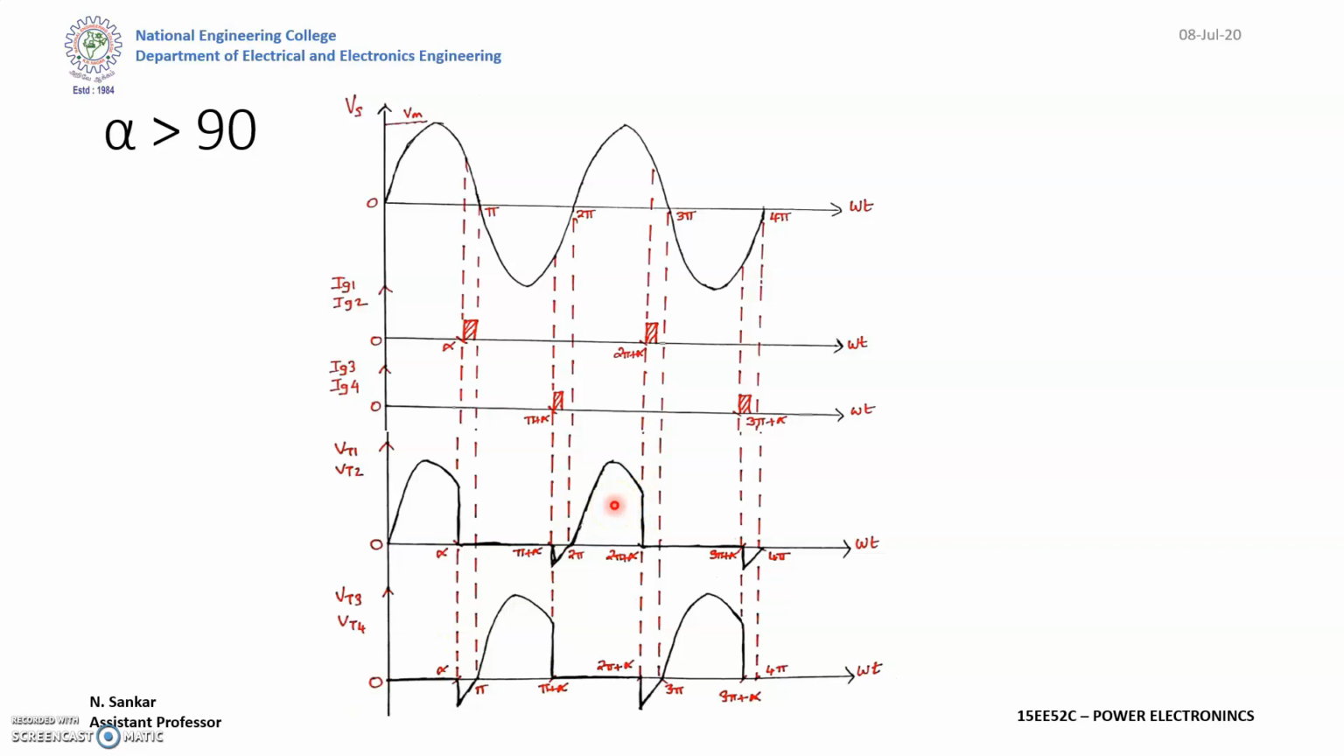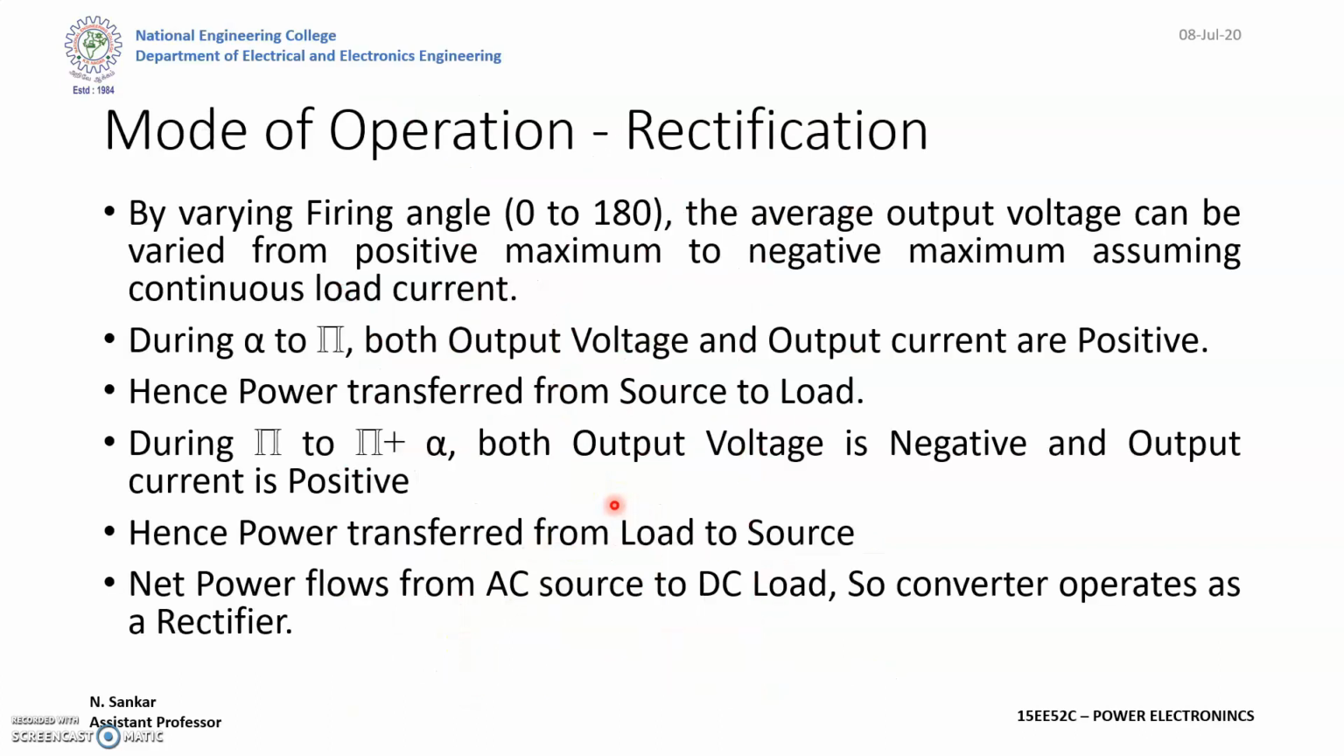Concluding the points we have seen in the previous slides, we can vary the firing angle from 0 to 180 degrees, because we are just triggering the pulses for every half cycle, and for a half cycle the angle is 180 degrees. So we can vary the average output voltage from positive maximum to negative maximum. The positive maximum is 2 Vm by pi, and the negative maximum is minus 2 Vm by pi.